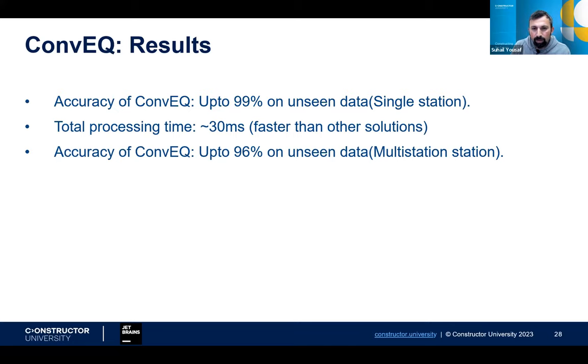Similarly, the overall accuracy for multi-station, like the models that we trained on data from multiple stations, was up to 96%, so it somehow justified our initial hypothesis. But we don't say that it's the final word because it's really data dependent. All these facts and figures are within the boundary of the data that we had. Next, please.